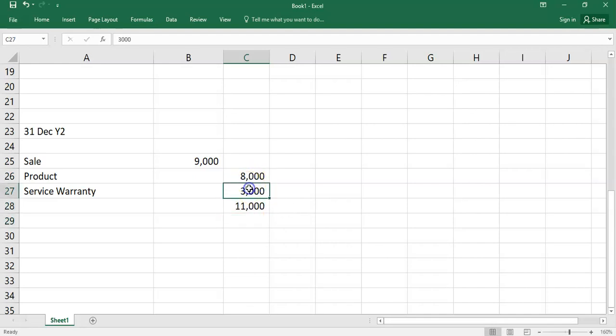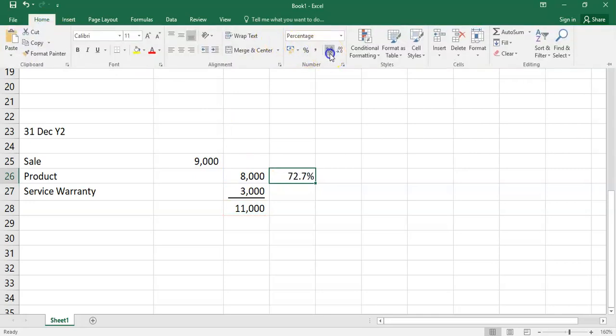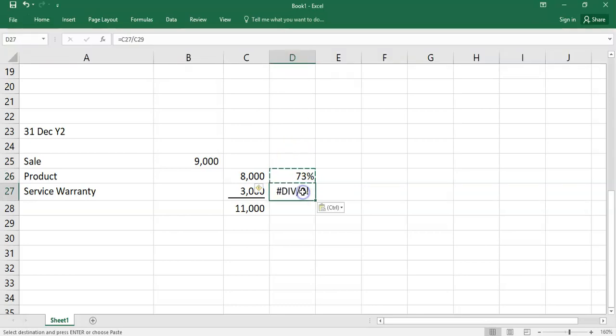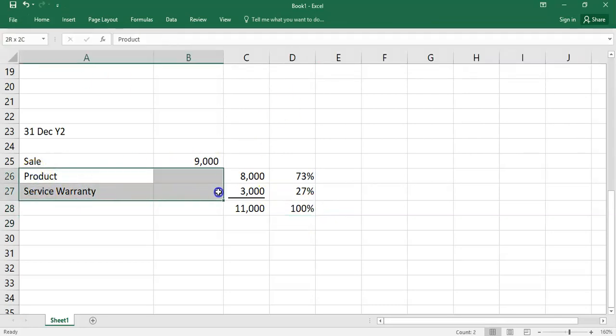So the standalone prices here would have come to 11,000. That would have meant 8 over 11, or in this case in percentages, about 73% is attributable to the product, and then the remaining, which should be 27%, is attributable to the service warranty. Now that is important because each of those performance obligations, the product and the service warranty, are accounted for differently because there's different rules about when you recognize them.